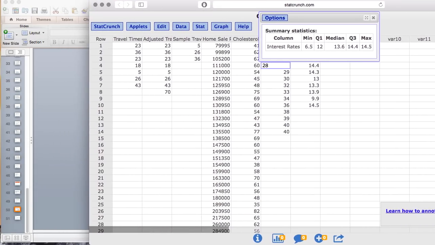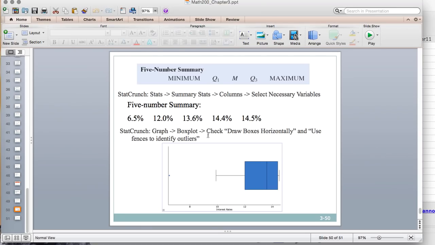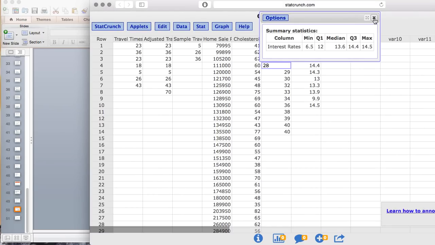Now the other thing that we might want to do is to go ahead and draw a box plot, okay? So this is the second major thing that we're doing in StatCrunch today. The other thing was just Stat, Summary Stats, Columns, and then you just select whatever you want. But we're also going to do box plots, which is a type of graph, okay?